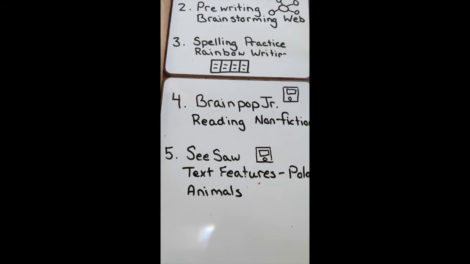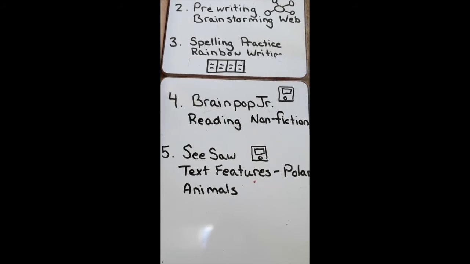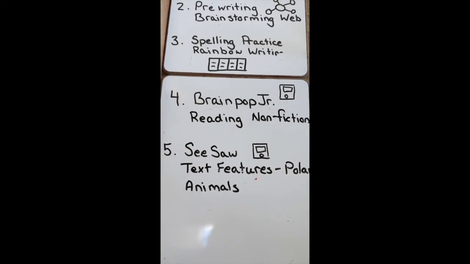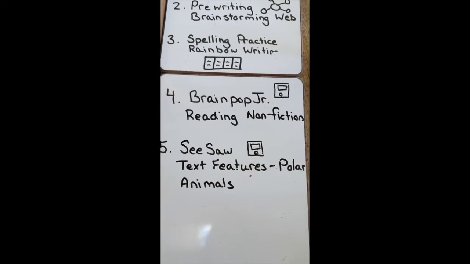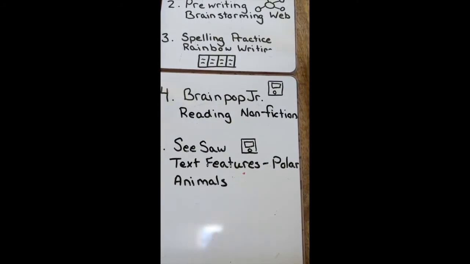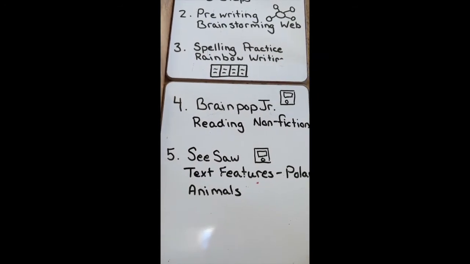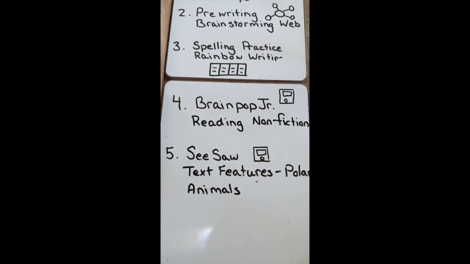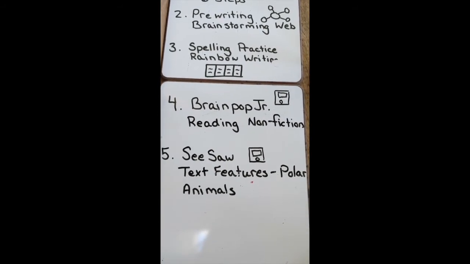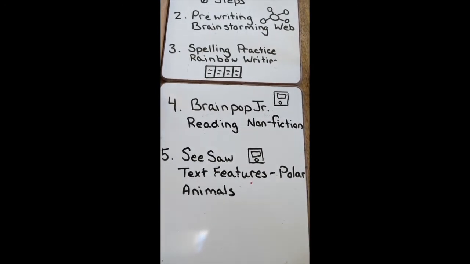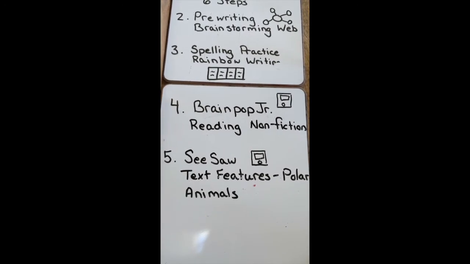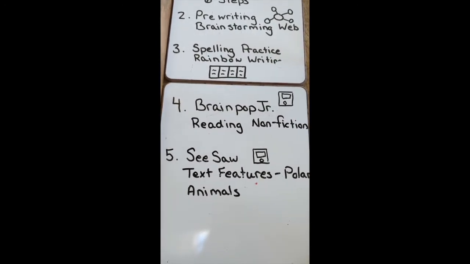Okay? And for number 5, you're going to use what you learned from Brain Pop to do an activity on Seesaw. For the activity on Seesaw, you'll read a short article about penguins and polar bears, and then you're going to highlight some of the text features. There is a QR code and some directions also on Moodle on how to log on to Seesaw.